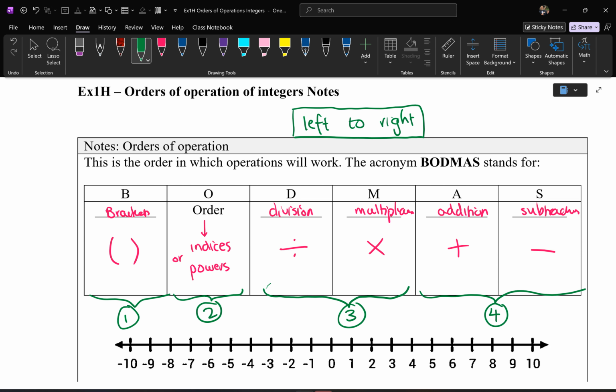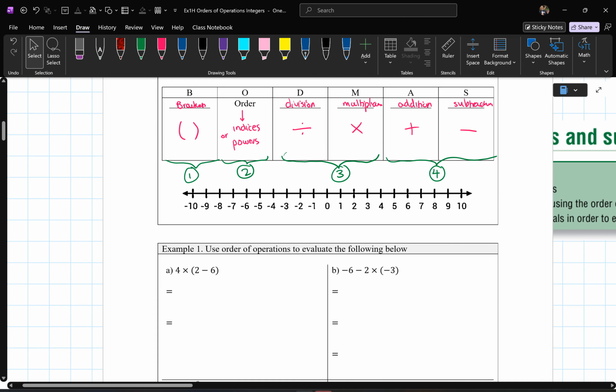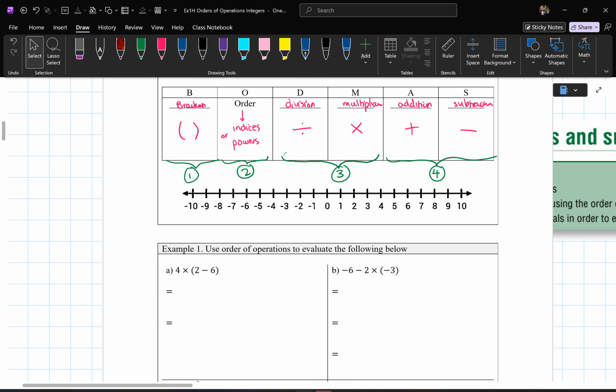So this is really fluency based. All of the exercise 1H is fluency. So here we go. Let's have a look at the first example here. We've got 4 times, and then brackets, 2 minus 6. So what comes first in this case here? Can I please have James? The brackets, so 2 minus 6. Good. So the brackets come first.